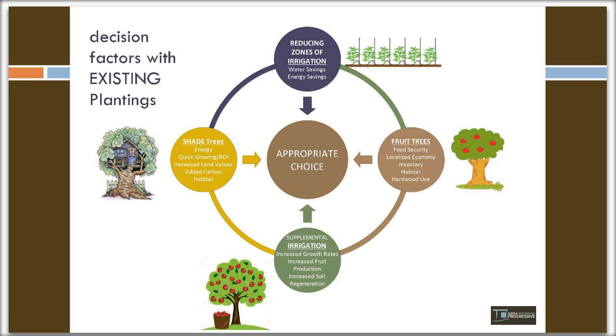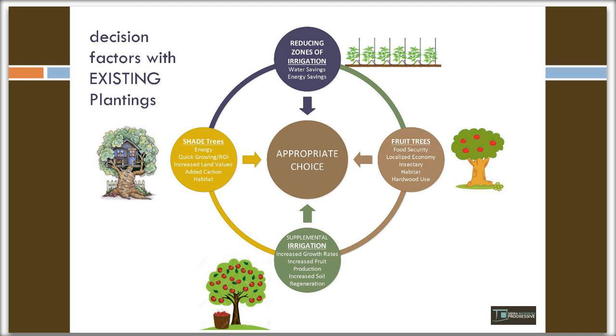It can be a really beneficial insectary, meaning it gives a habitat to the important insects that create pollinators for your neighborhood plants. And there's a lot of different uses for hardwood of fruit trees. You can reduce zones of irrigation, which will save you water, which we talked about, and it'll also save you energy by reducing your zones of irrigation from reduced pumping.